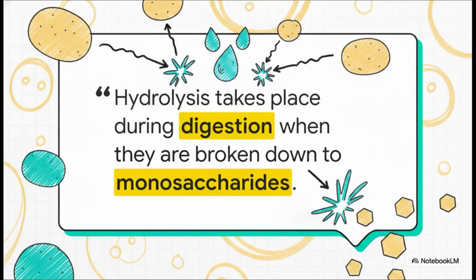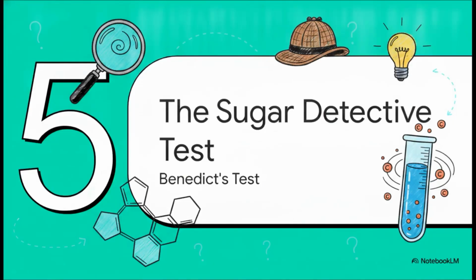But hey, what goes up must come down, right? This microscopic demolition derby is happening inside you every single day. When you eat a complex carbohydrate, let's say a polysaccharide like that potato we mentioned at the beginning, your body can't just absorb it directly. So right there in your stomach and intestines, hydrolysis kicks in. Your body starts adding water molecules back into those glycosidic bonds, literally smashing those long chains back down into single, easily absorbable monosaccharides. Finally, let's wrap things up with Section 5, the sugar detective test, specifically Benedict's test.